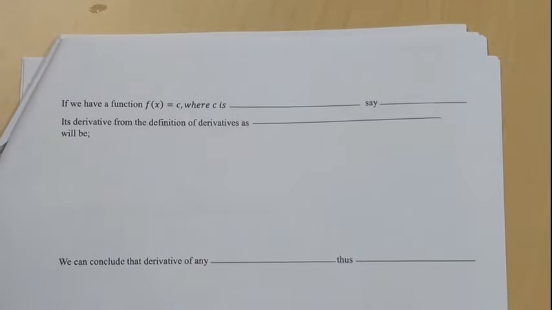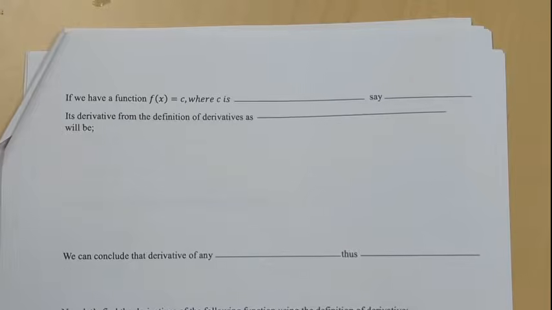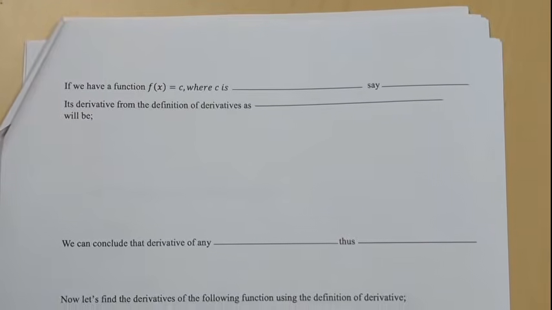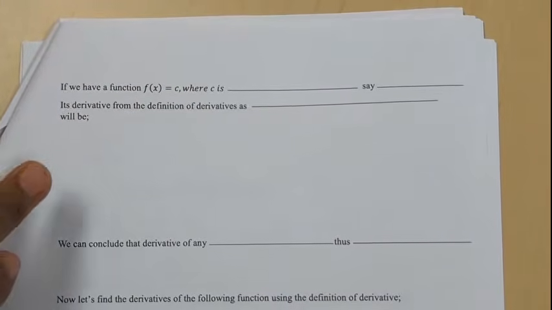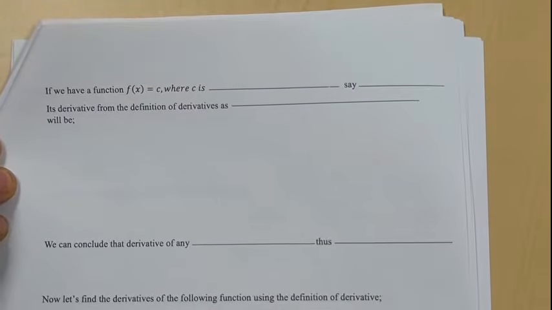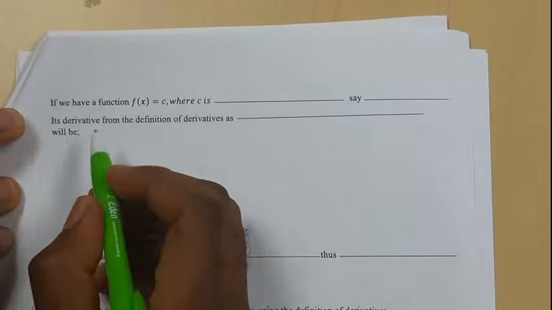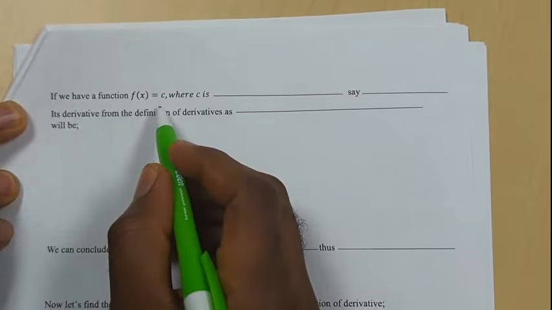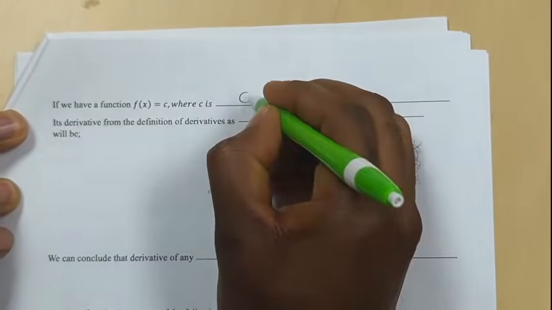So having been able to remember how to find the limit of a function at a particular point and how to use the definition of a derivative of a function, we will now look at how to find the derivative of a constant function. So we say that if we have a function f of x equal to c, where c is a constant.